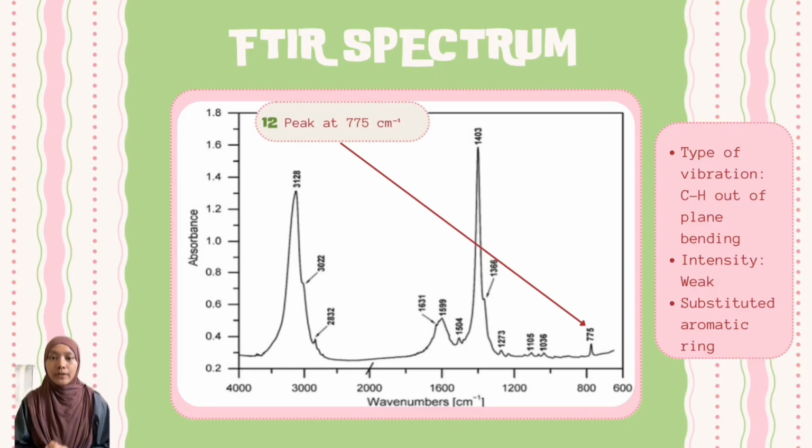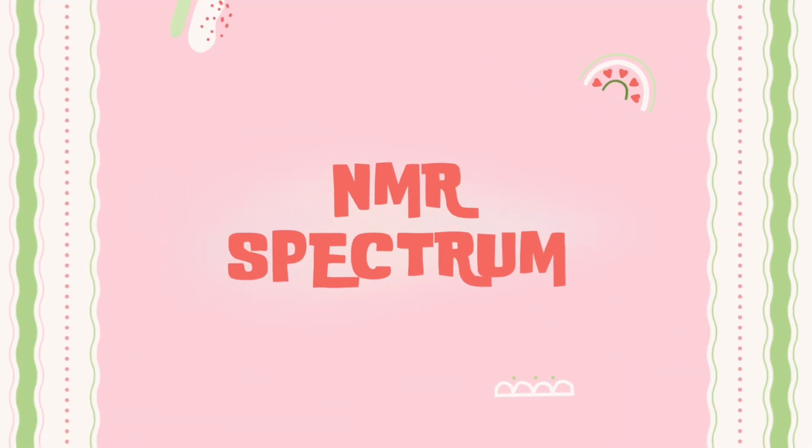Lastly, the 775 per centimeter peak represents aromatic C-H out-of-plane bending. The vibration is characteristic of substituted aromatic rings and provides further confirmation of berberine's aromatic framework.